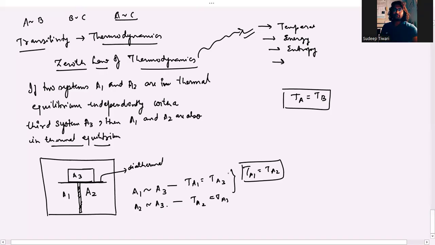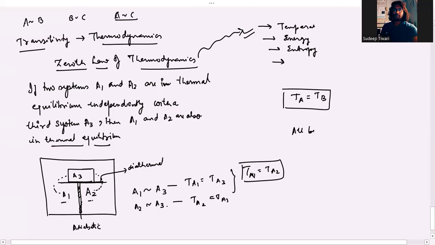This is a mathematical relation that we already know, transitivity, and a similar approach applies here. So if A1 is in thermal equilibrium with A3, and A2 is in thermal equilibrium with A3, then A1 and A2, which here are separated by an adiabatic boundary, are also at the same temperature. According to the zeroth law, the temperature of A1 and the temperature of A2 also become the same. So if A1 and A3 are in thermal equilibrium with each other, and A2 and A3 are in thermal equilibrium with each other, then A1 and A2 are also in thermal equilibrium with each other.